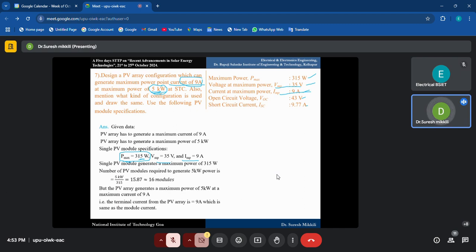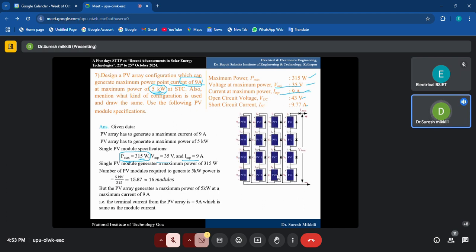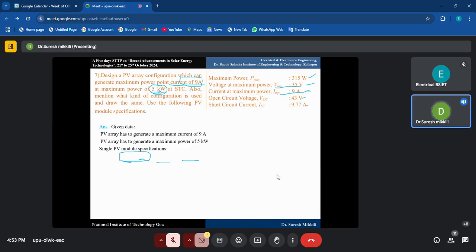So the terminal current will be equal to the module current. When it is connected in series, current is the same and voltages are added. So to get a terminal current of 9 amperes, all 16 modules have to be connected in series configuration. Is it okay? Do you understand? Yes, sir. Try to understand.